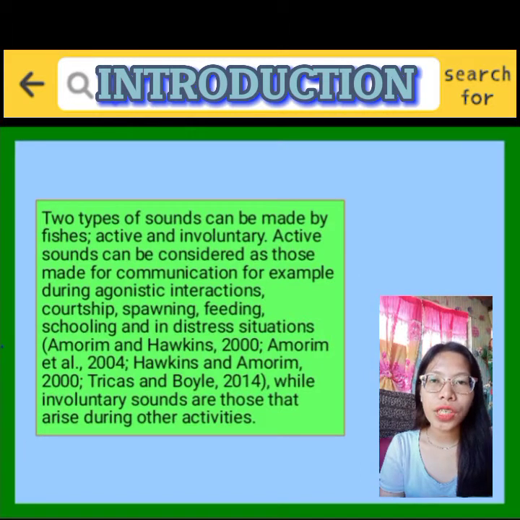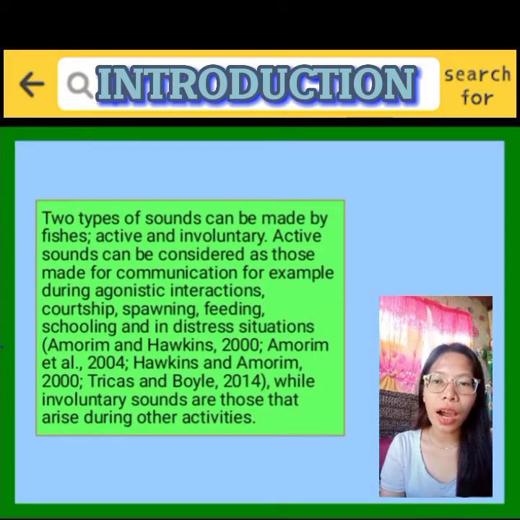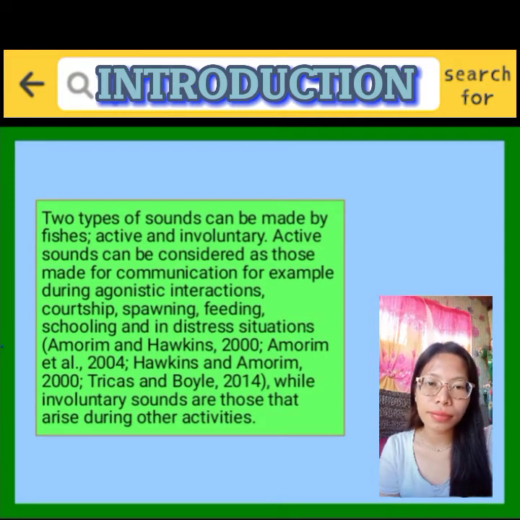Two types of sounds can be made by fishes, active and involuntary. Active sounds can be considered as those made for communication, for example, during agonistic interactions, courtship, spawning, feeding, schooling, and in distress situations, while involuntary sounds are those that arise during other activities.